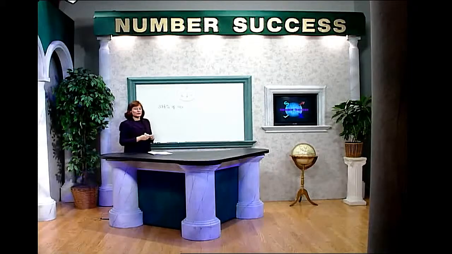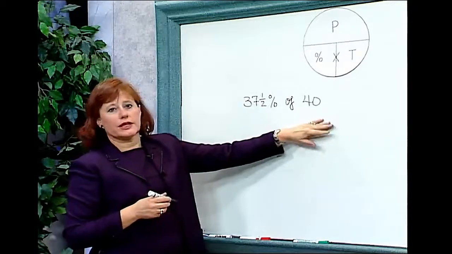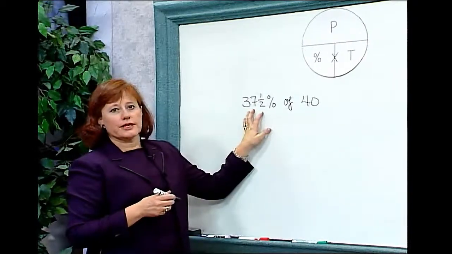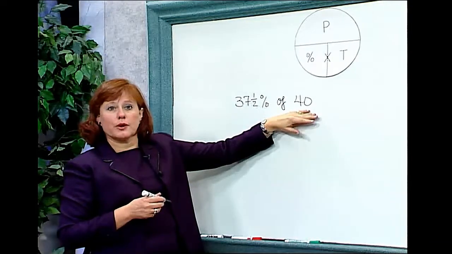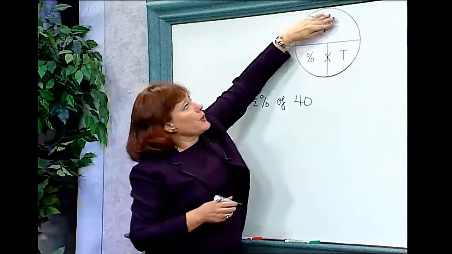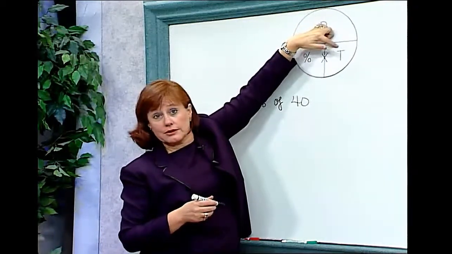Finding the part of the total. In this problem, I've asked you to find 37.5% of 40. I know the percent, and the "of" tells me I have found the total, so the thing I'm trying to find is the part. When I cover up the part in the percentage circle, I see that I should multiply the percentage times the total.